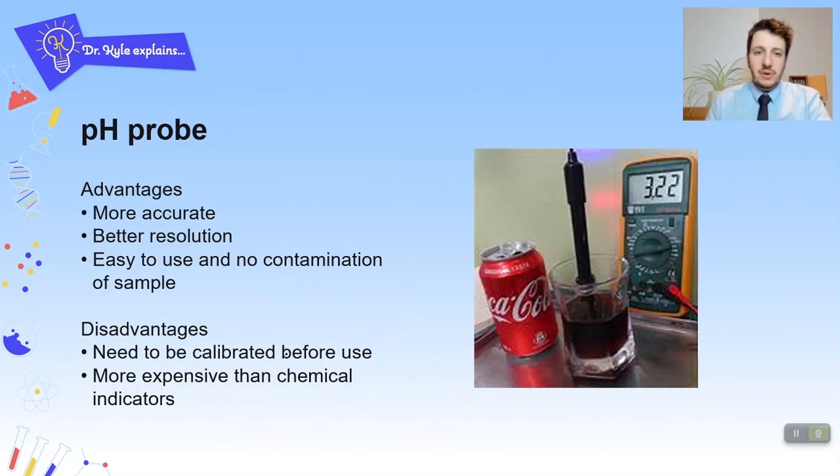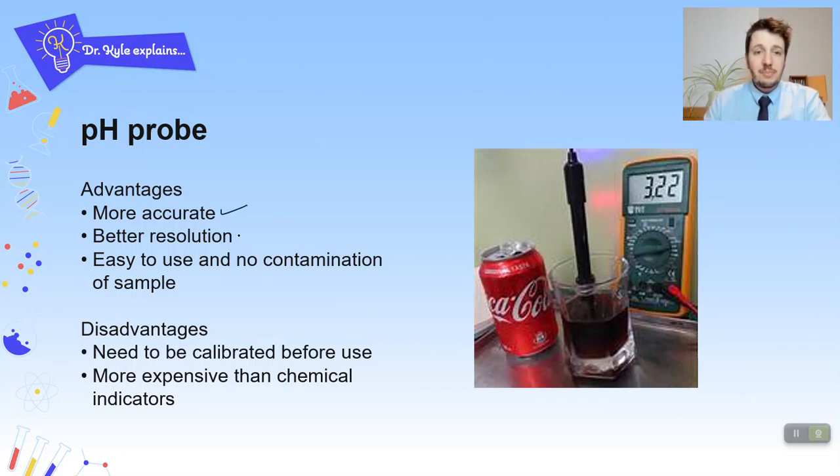So another way of looking at this is using a pH probe. Now, a pH probe is essentially a kind of a very small machine. It's this black kind of wand here, and you link it up to a digital display, and it will tell you what the pH is. Now, the advantage of this is they're far more accurate. So rather than looking at kind of a colour and going, oh, is that orange or is it red? I'm not really sure. It will just tell you what number it is.